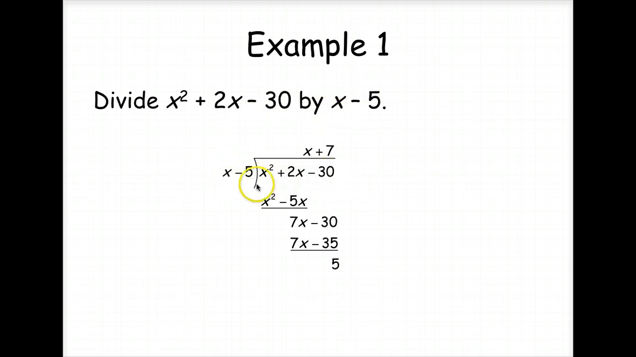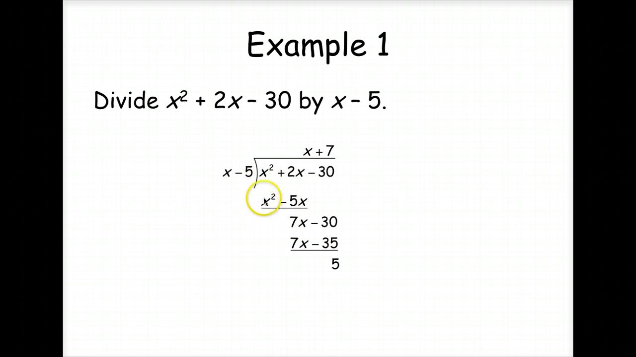How many times? Let's just look at this first term. X goes into x squared how many times? What do you multiply this x by to get x squared? Why, x, of course. So once you determine that x times x is x squared, x times negative 5 is negative 5x. So then you will need to subtract this from up here. So you are actually going to be changing the signs.